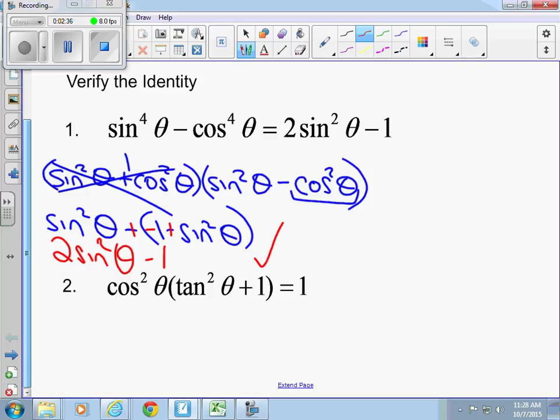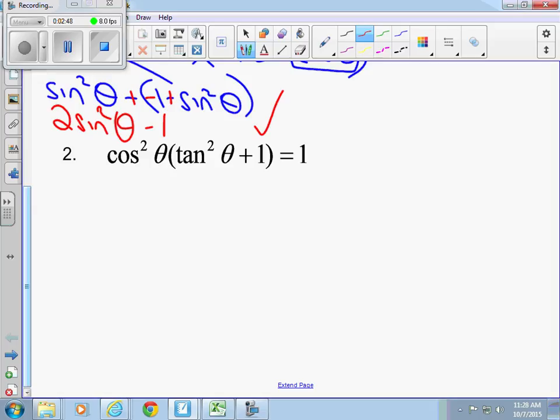Okay, number 2, which side would you definitely start on number 2? There's no question about it. The left. I wanted to say that. The right would be tough. So what about the left? What am I going to do on the left? Turn it back.